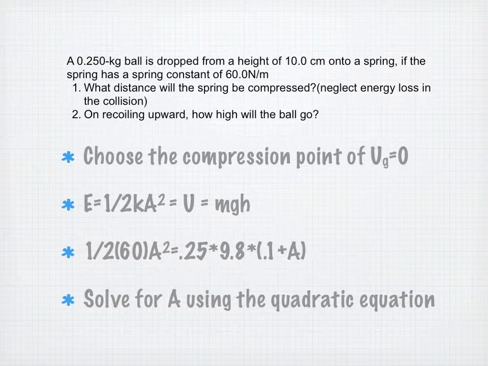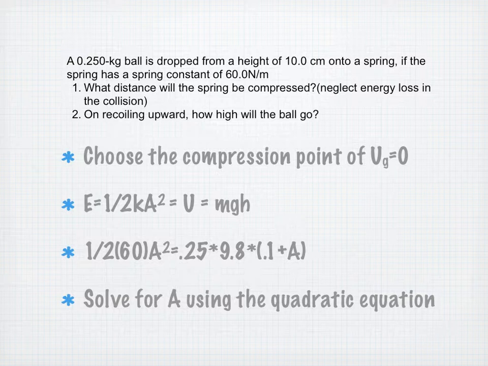So for the first part, we're going to say at the compression point, once the spring's fully compressed, that the gravitational potential energy at that point goes to 0. So all the spring potential energy, the compression energy, is going to come from the dropping of the mass onto that spring. So we are going to say that the maximum potential spring energy is equal to the maximum gravitational potential energy. So we're saying these two things equal to each other.